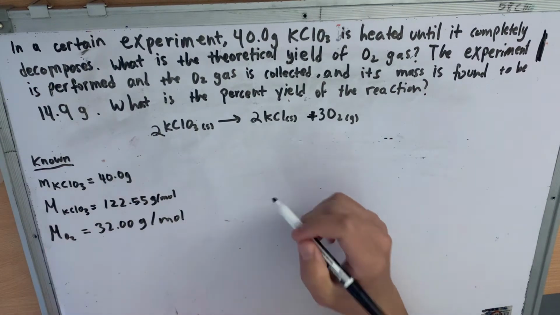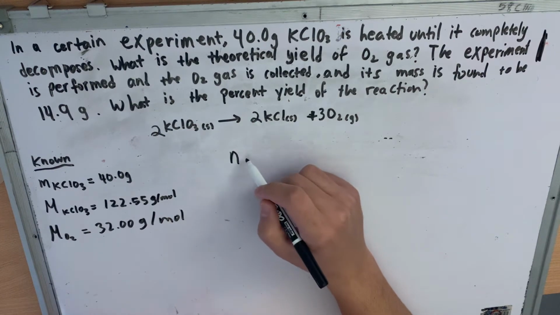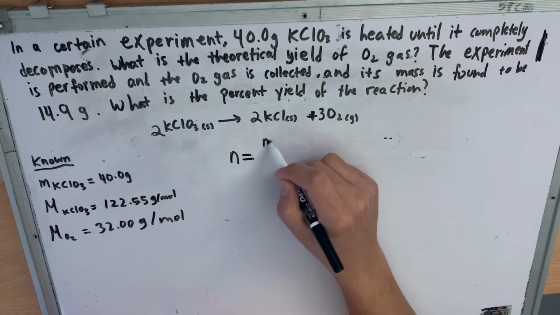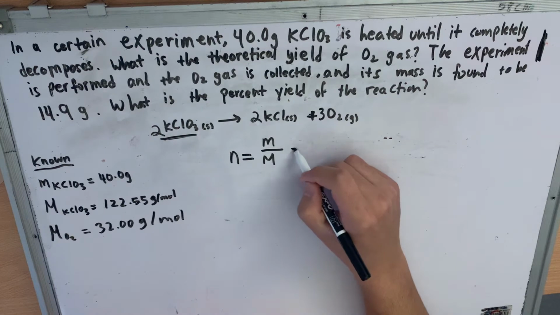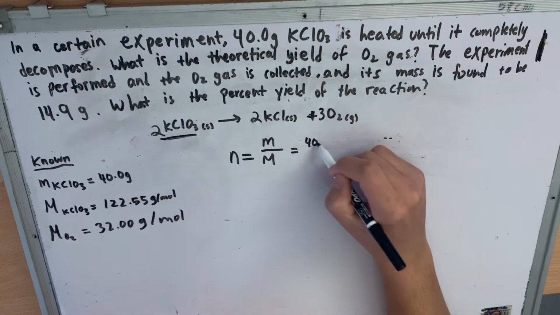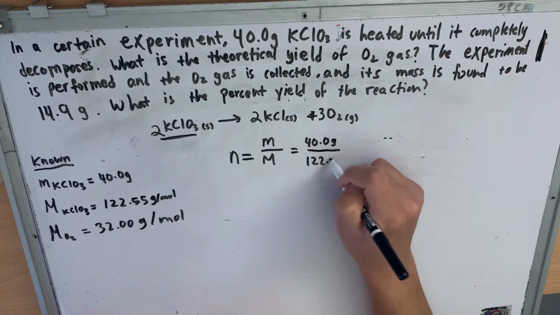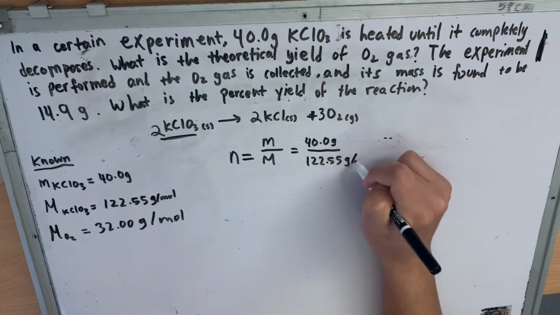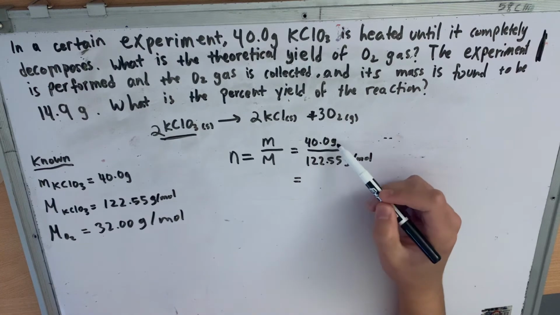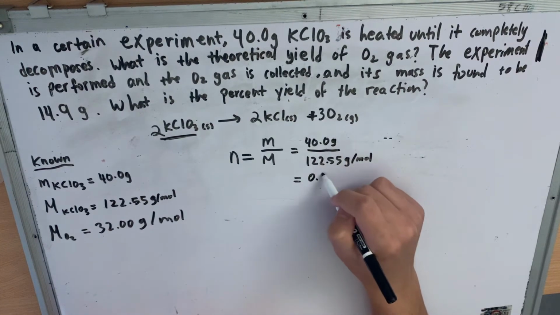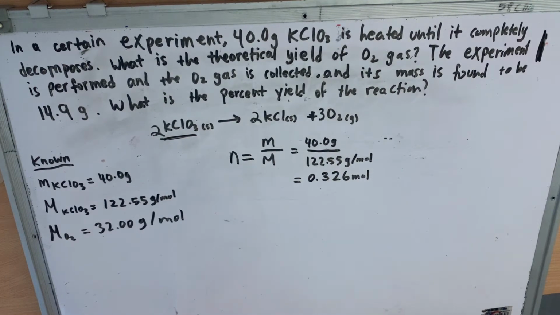So we have to find the moles of the reactant by using this equation: moles equal mass over molar mass. For the potassium chlorate, our mass is given, which is 40.0, and our molar mass is 122.55 grams per mole. After you calculate this, the grams cancel out and you end up with 0.326 moles of potassium chlorate on the reactant side.